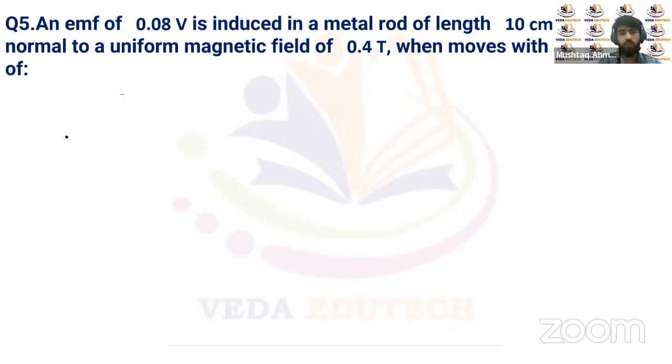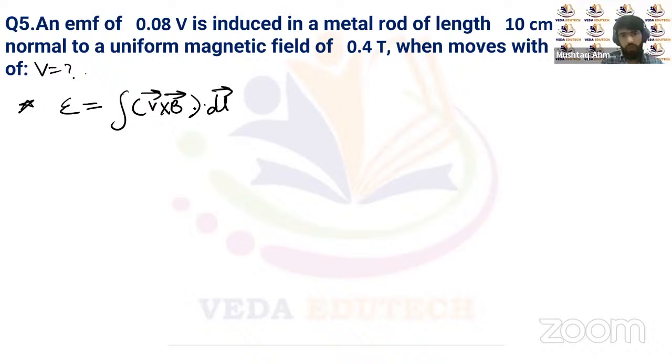We have to find the velocity of this rod. We know that whenever a conductor moves in a uniform magnetic field, or in a non-uniform magnetic field as well, an EMF is induced. That is what we call the motional EMF. The EMF induced is given by the integral of V cross B dot dl.